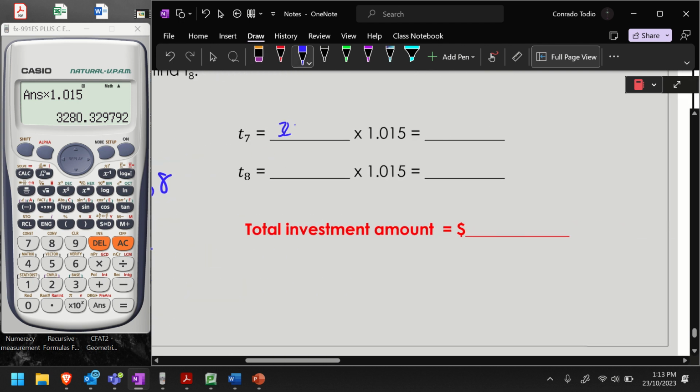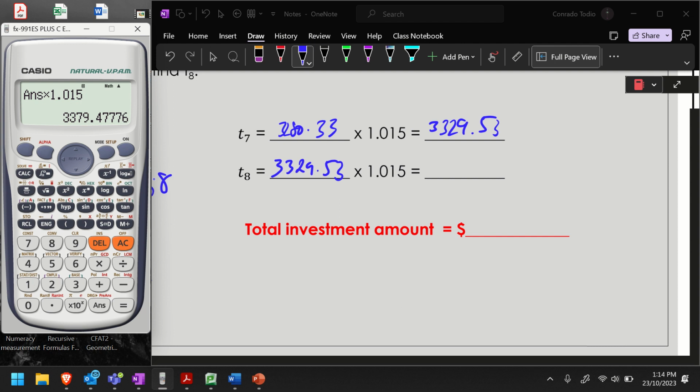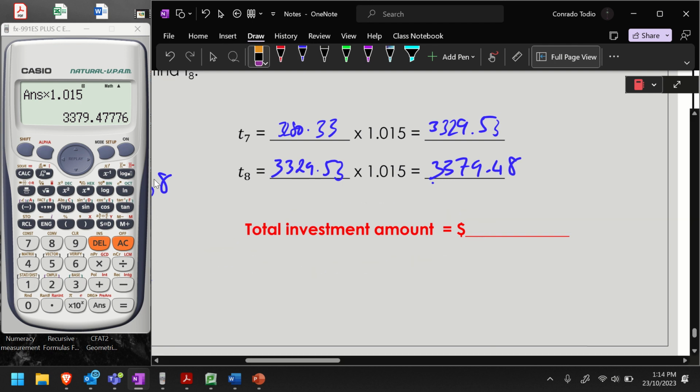So this will be 3280.33, enter, 3329.53. So the last one, 3329.53. After the 8th term, it's 3379.48. So the total investment amount after the 2 years, which is the 8th term, is 3379.48.